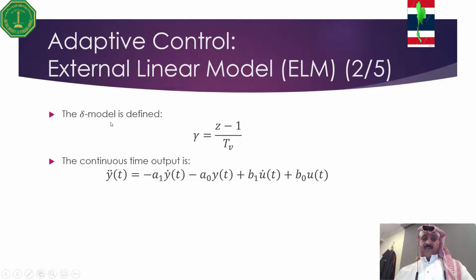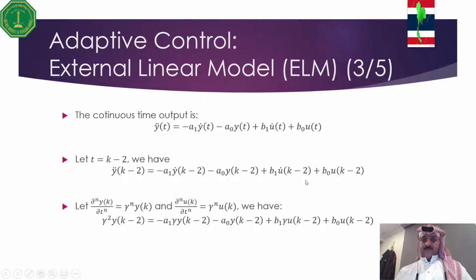That's why we use a delta model. What is the delta model? Gamma equals z minus 1, with z from the signal and systems course for discrete, and Ts is a constant like 0.1, the sampling time. So the continuous time output, the second order equation, as we said, with unknown variables, which are A1, A0, B1, and B0.